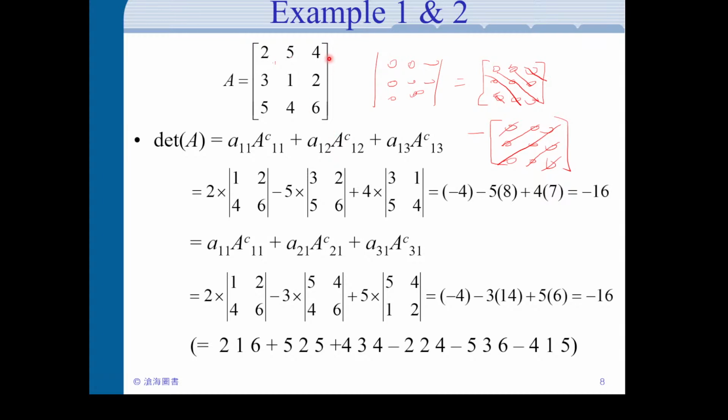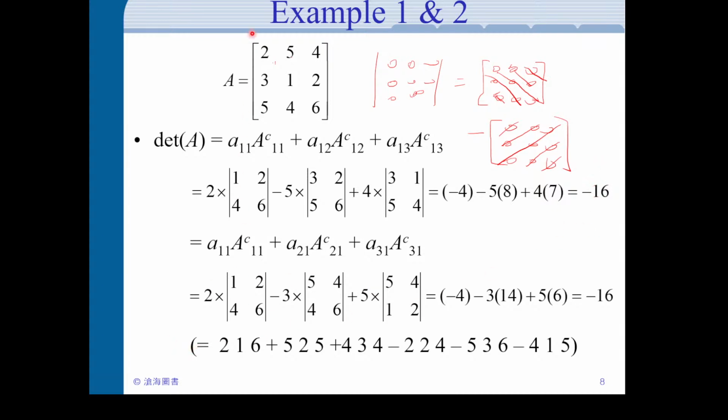Then we expand on A12 equal to 5. Because it's the 1,2 element, you have a minus sign. Then the remaining determinant is this 3, 2, 5, 6. Then we have A13 equal to 4, and the determinant of this matrix 3, 1, 5, 4 here. Okay, and you can calculate this out, then you get a number here.